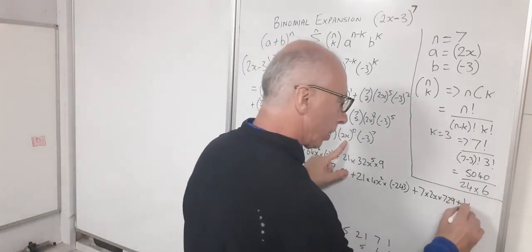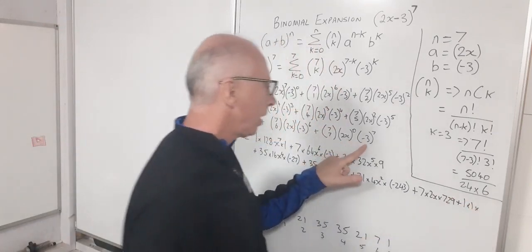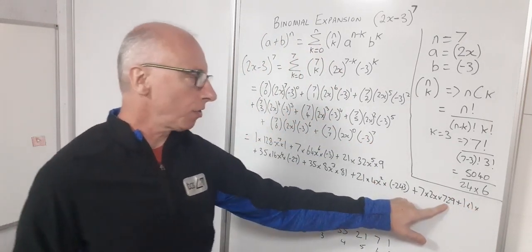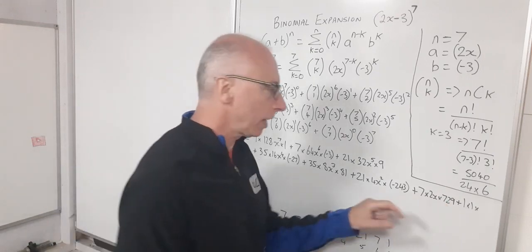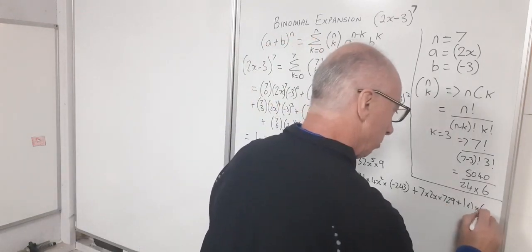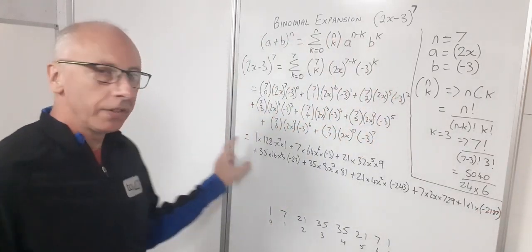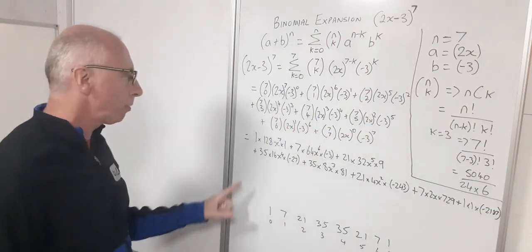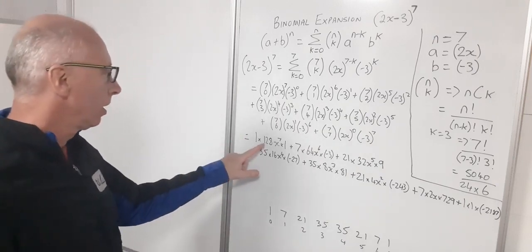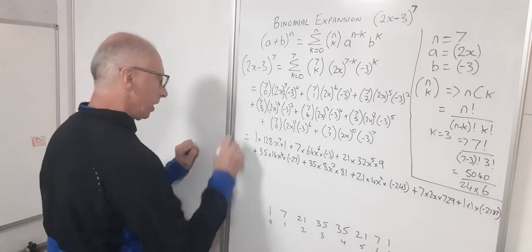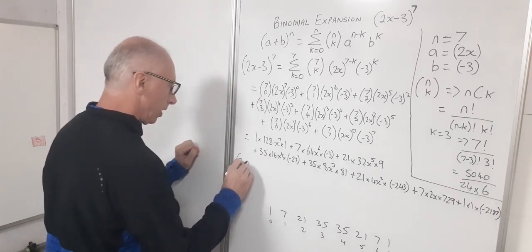So I've got 1 times 1, and then minus 3 to the 7. 729 times minus 3 is minus 2,187. Okay, now we can simplify even more. Let's bring all the coefficients together: 128 times 1 times 1. I'll write it down here as well, because this is going to be our final answer.